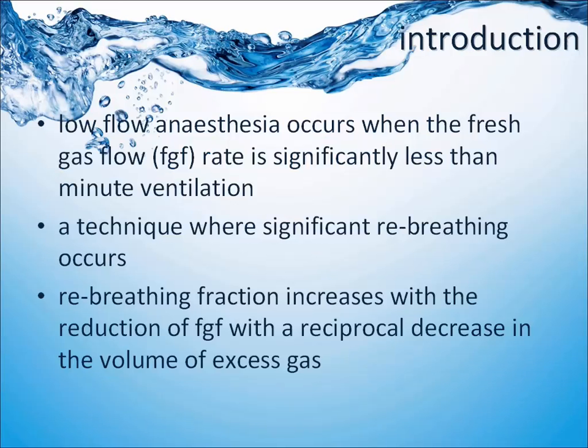But as its name implies, it's using fresh gas flow rates that are quite low, much less than minute ventilation. Minute ventilation being tidal volume by respiratory rate, so much less than 5 or 6 litres per minute. This implies that there will be significant rebreathing, so a circuit that allows for rebreathing must be used. As you decrease your fresh gas flow rates, the portion that you're rebreathing will increase, and the excess amount of gas that's vented out of the circuit or scavenged is also decreased.